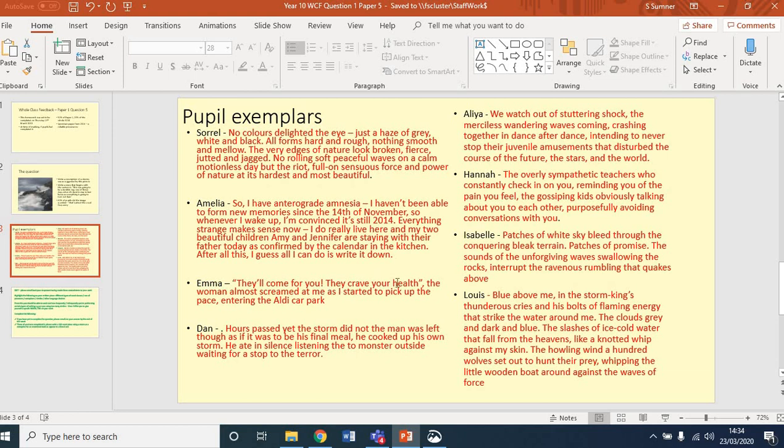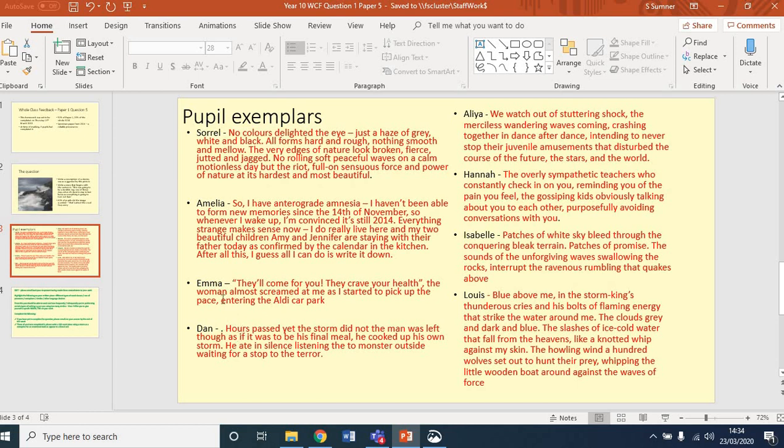And this phrase, "they'll come for you, they crave your health." So the word crave is very evocative. And again, your health, as opposed to, say, your blood or your flesh, it's just something slightly different. And what's really lovely is she anchors this very much in reality. So you have this kind of terrifying, ancient old lady on the one hand, and on the other hand, it's contrasted with the Aldi car park, which is a lovely switch.